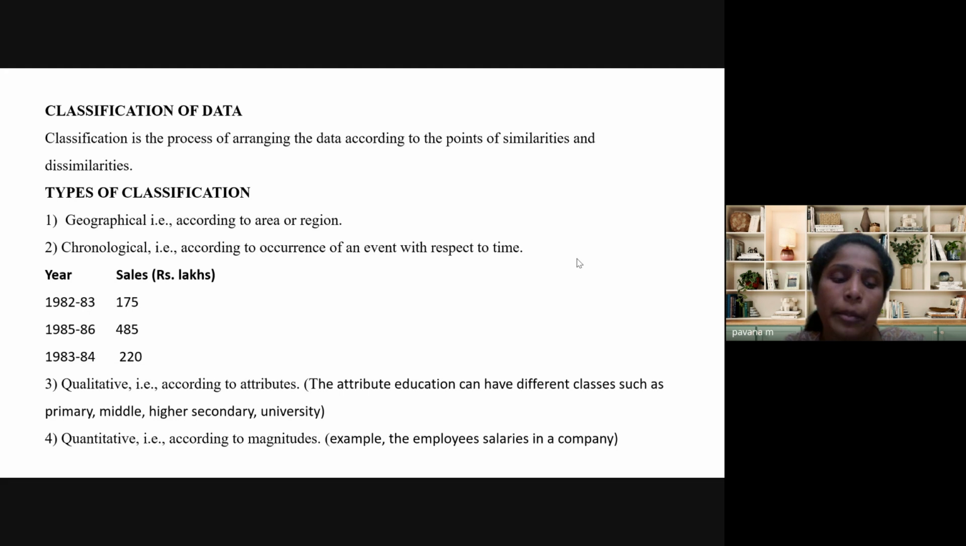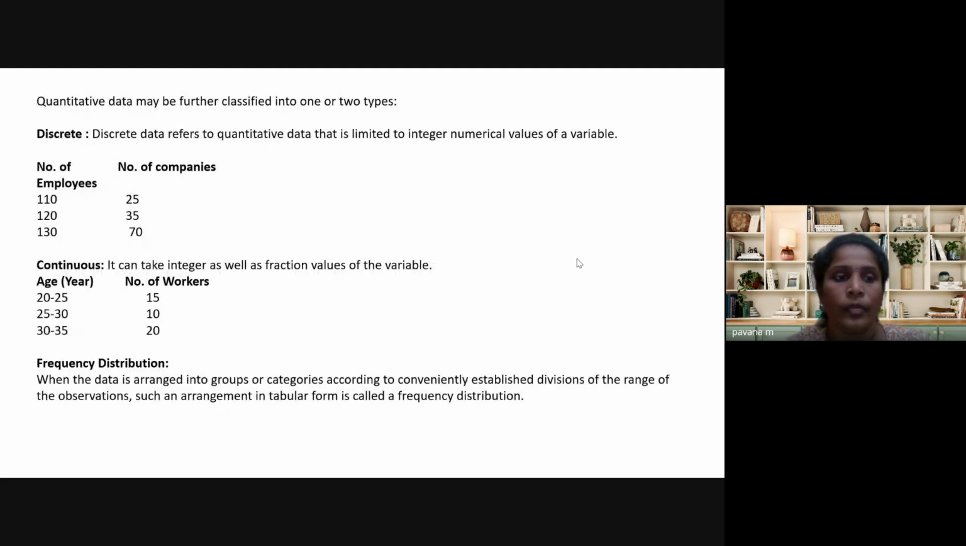And quantitative data. Quantitative data means the data can be measured in numerical form. That's why these are called variables. Variables can be measured in numbers. So in quantitative classification, you are classifying the variables, and in qualitative classification, you are considering the attributes. That is the difference between qualitative and quantitative.